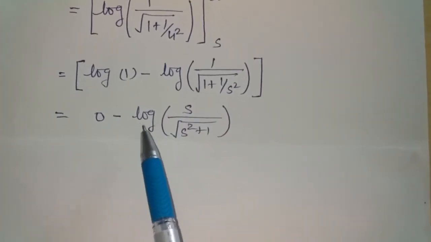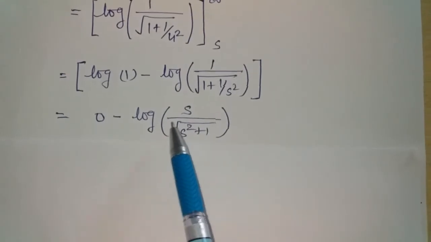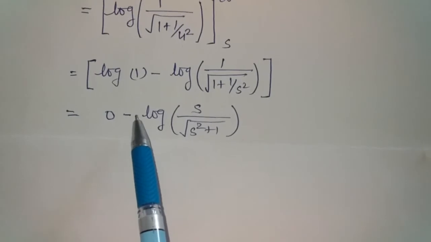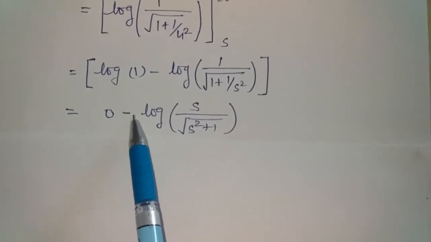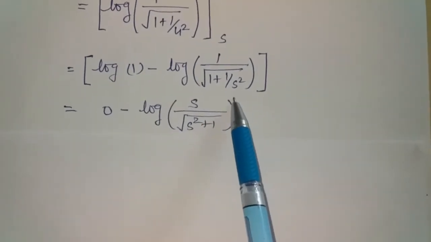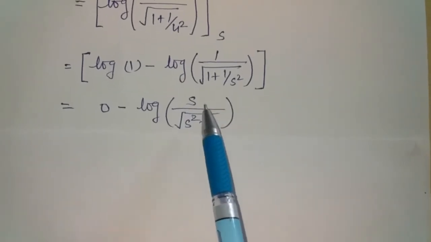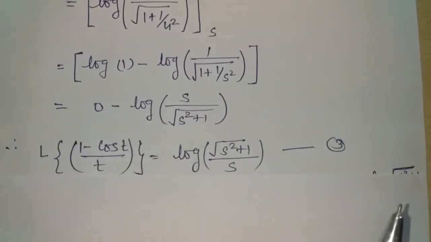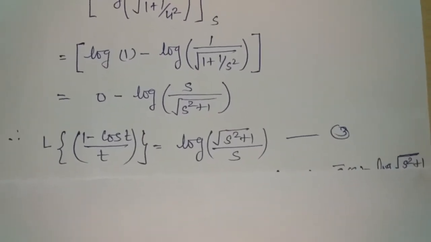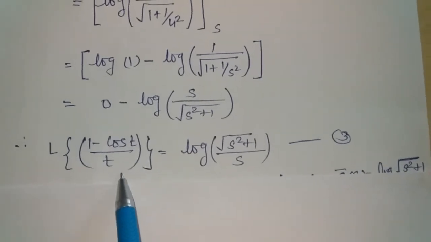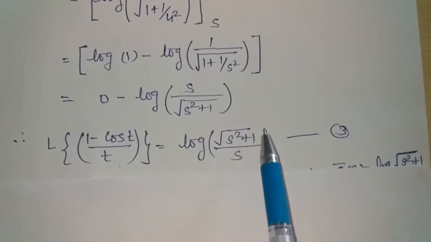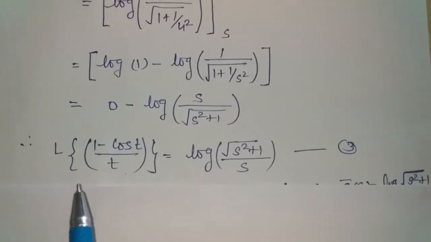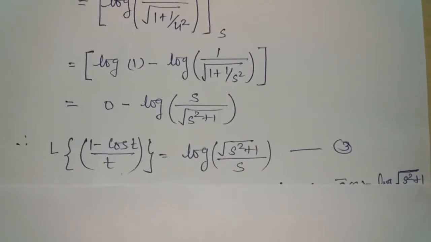So we get minus log s upon square root of s square plus 1. Now with help of this negative sign, using the property of log, this negative sign goes in the power of this expression, and the inverse power inverts this expression, and we get the Laplace transform of (1 minus cos t) by t is equal to log of square root of s square plus 1 by s. So this is the Laplace transform of (1 minus cos t) by t.